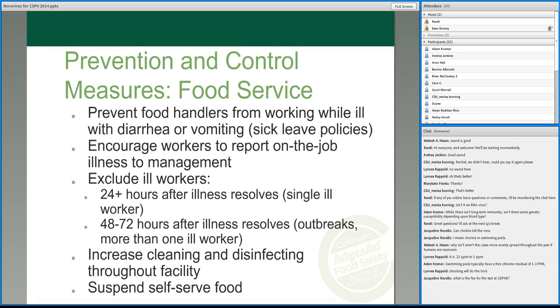Facilities also should increase cleaning and disinfecting and suspend self-service food. For example, if I'm a kitchen manager at a long-term care facility and we have a salad bar, if there's a norovirus outbreak going on, that's when it's time to close the salad bar and serve plated salads, so that someone who may have contaminated hands isn't handling utensils on the salad bar.